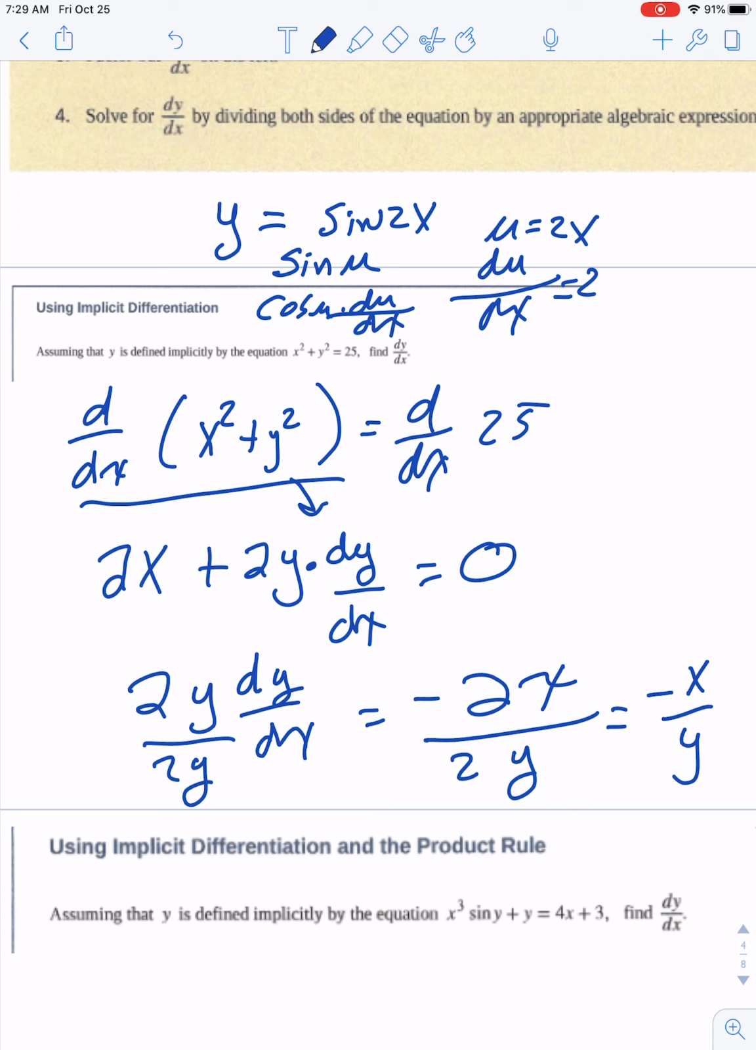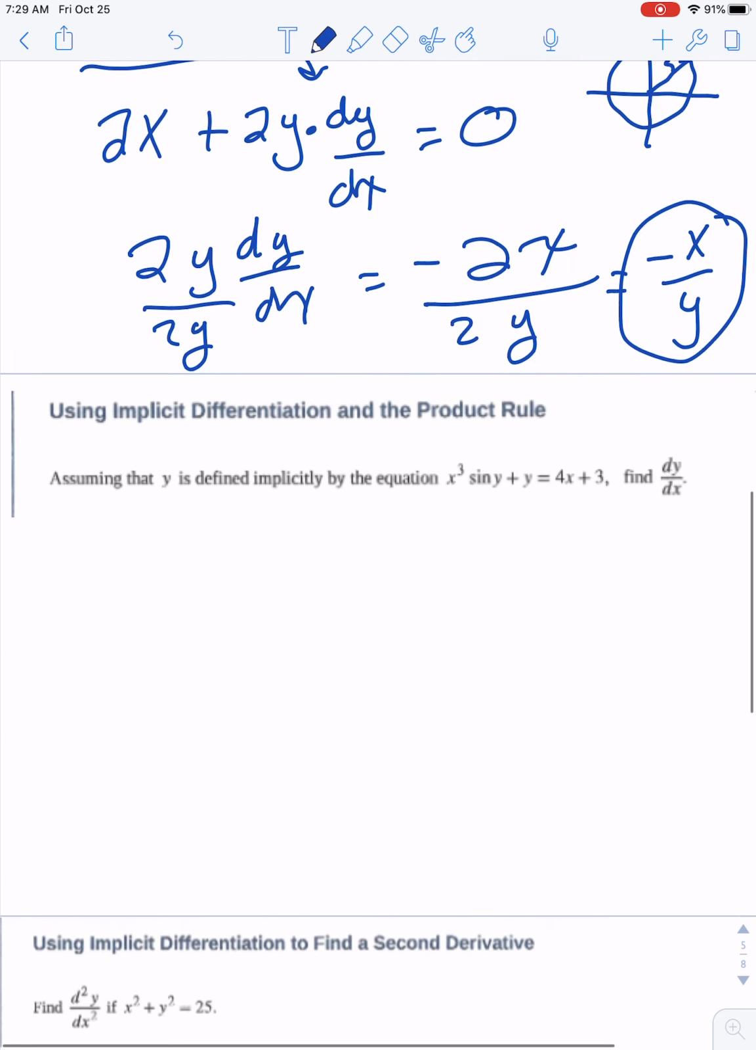So we can find the instantaneous rate of change of this function using this equation, negative x over y. And if you think about it, x squared plus y squared equals 25. What is that the equation of? That's the equation of a circle that has an origin of 0, 0, and a radius of 5. So this equation here is going to give you that rate of change as you move along that circle.